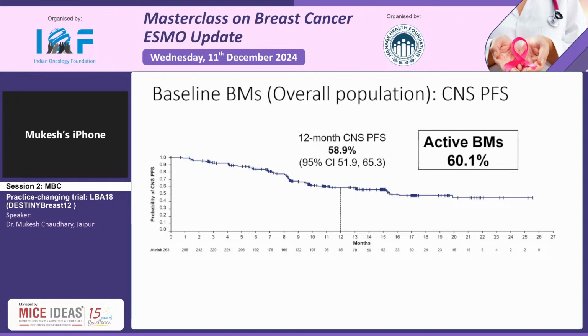When we see CNS PFS at 12 months, it is 58.9% in overall patients, while in active brain mets patients it is 60.1%. These data are quite significant compared to any other previously known drugs.